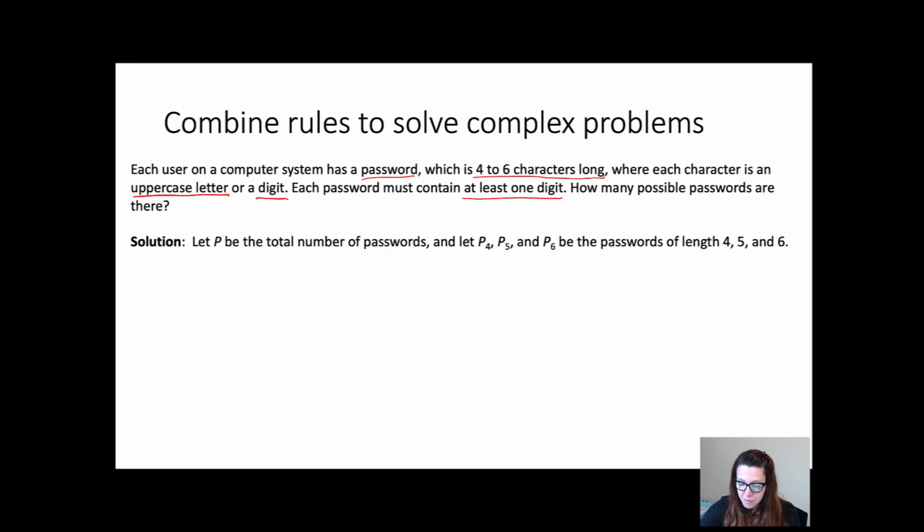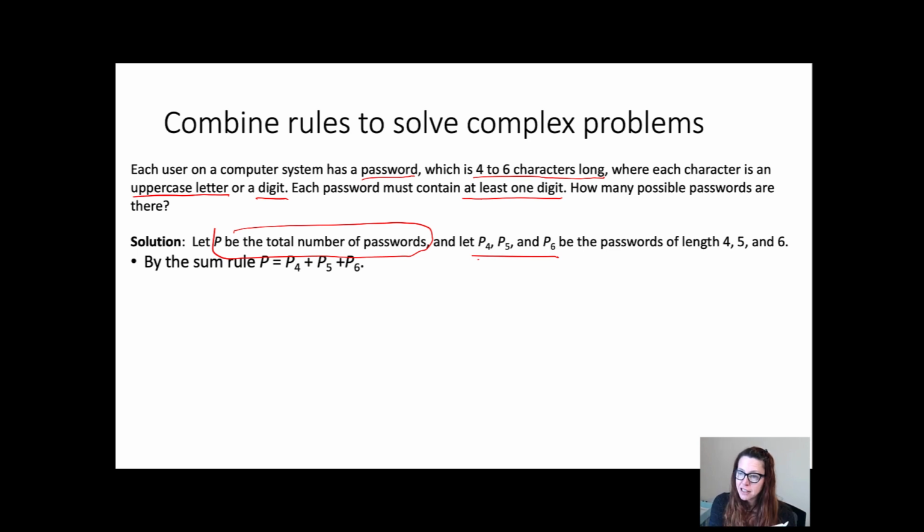So, first of all, I'll give us some nomenclature. We'll let P be the total number of passwords, and P4, P5, P6 be the passwords of length 4, 5, and 6. So then we say, okay, well, I want P to be the total number of passwords, right? What can you tell me about that with respect to these things? I'm sorry, I didn't mean to take a huge step yet. So by the sum rule, P is equal to P4 plus P5 plus P6, right?